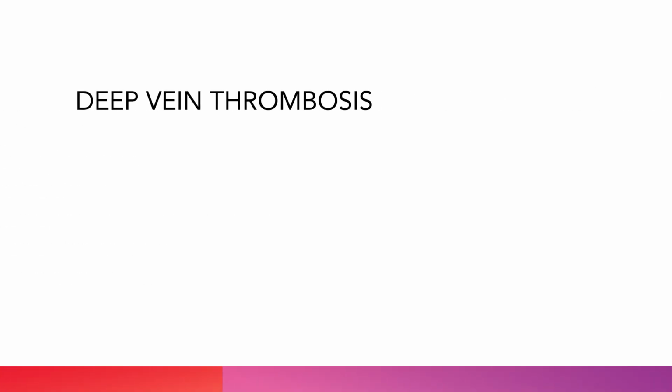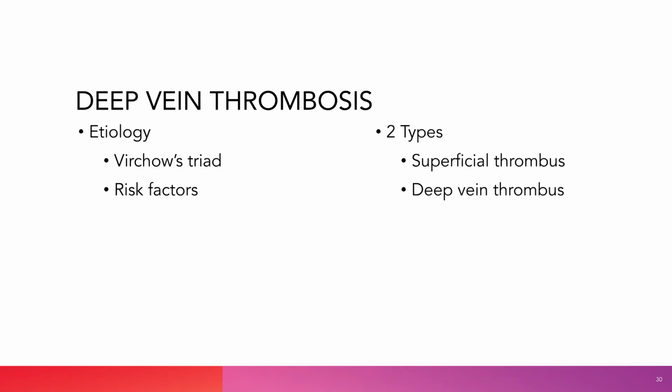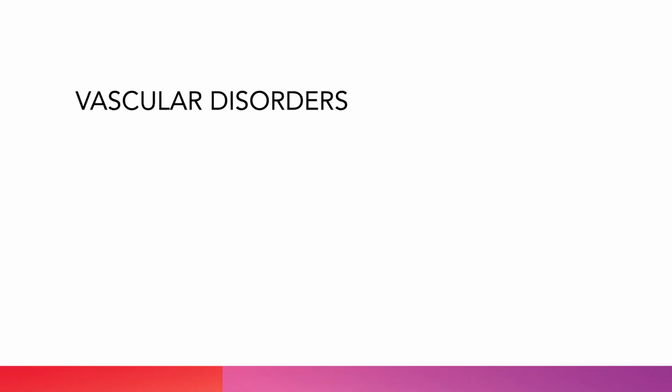Finally, we discuss deep vein thrombosis, or DVT. The etiology is linked to Virchow's triad, which includes pooling of blood, vessel trauma, and coagulation problems. DVT is categorized into superficial thrombus and deep vein thrombus. Let's distinguish between a superficial thrombus and deep vein thrombosis, or DVT.